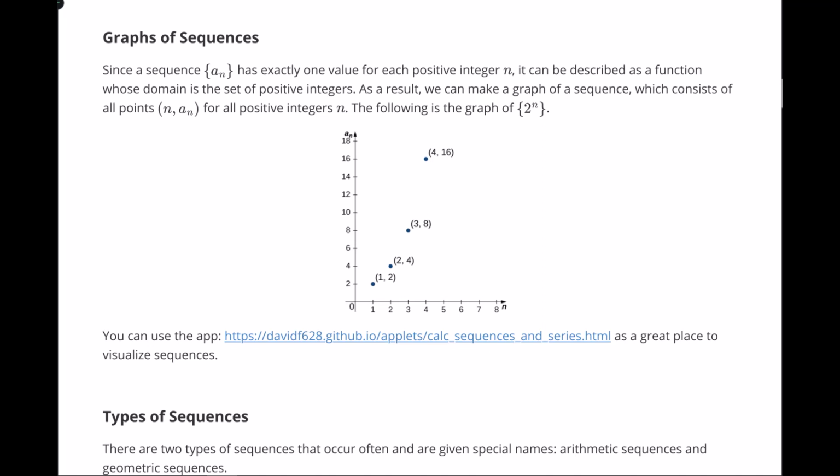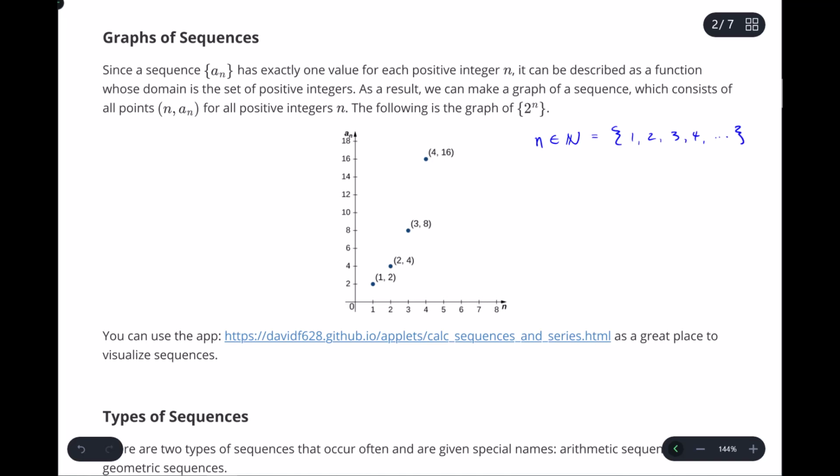When it comes to graphing a sequence, since we're only defined on the natural numbers, the input values are just the natural numbers, which of course are 1, 2, 3, and so forth. So the input values are just these integer numbers here. The output values, the y values, are just what you would get from the sequence. This one's based off of 2 to the n, so a sub n equals 2 to the n.